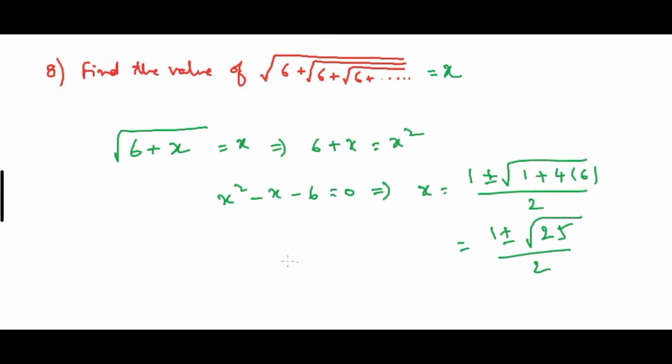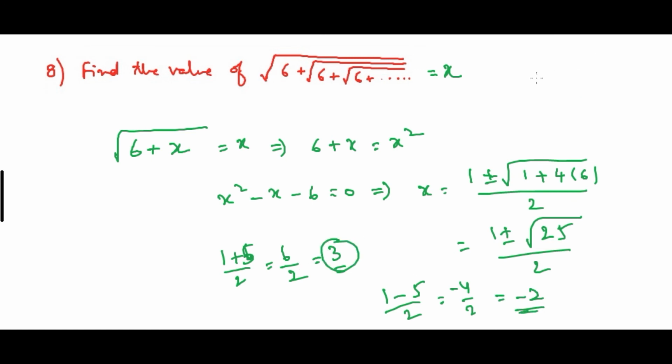25 means 5. It is 1 plus 5 by 2 is equal to 6 by 2. So the answer is 3, and 1 minus 5 by 2 is equal to minus 4 by 2 is equal to minus 2. So let's take only the positive value. So x will be equal to 3. That's all. Let's move on to the next question.